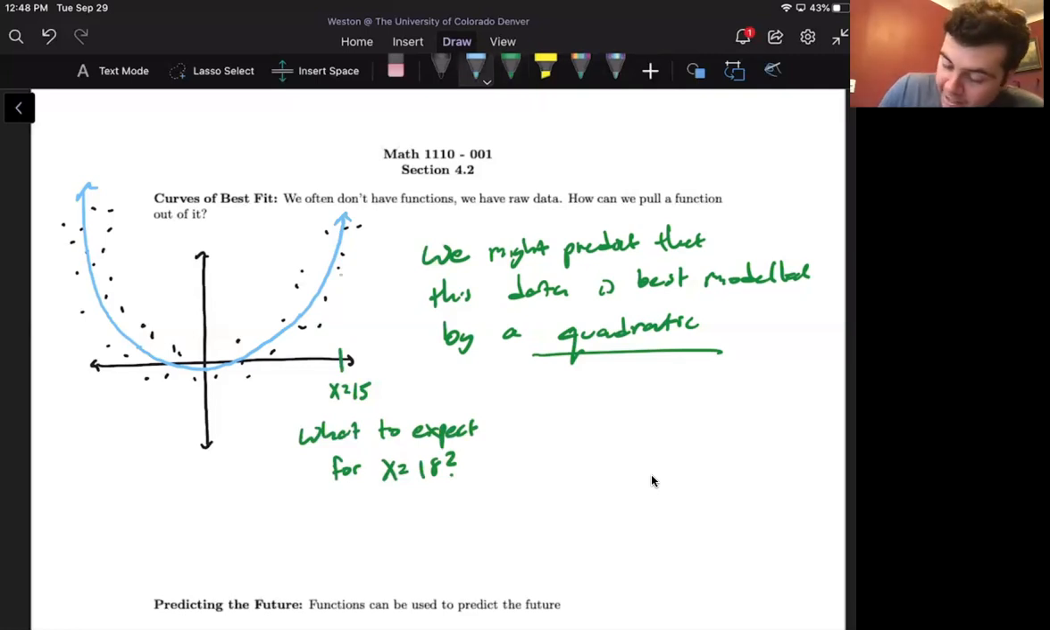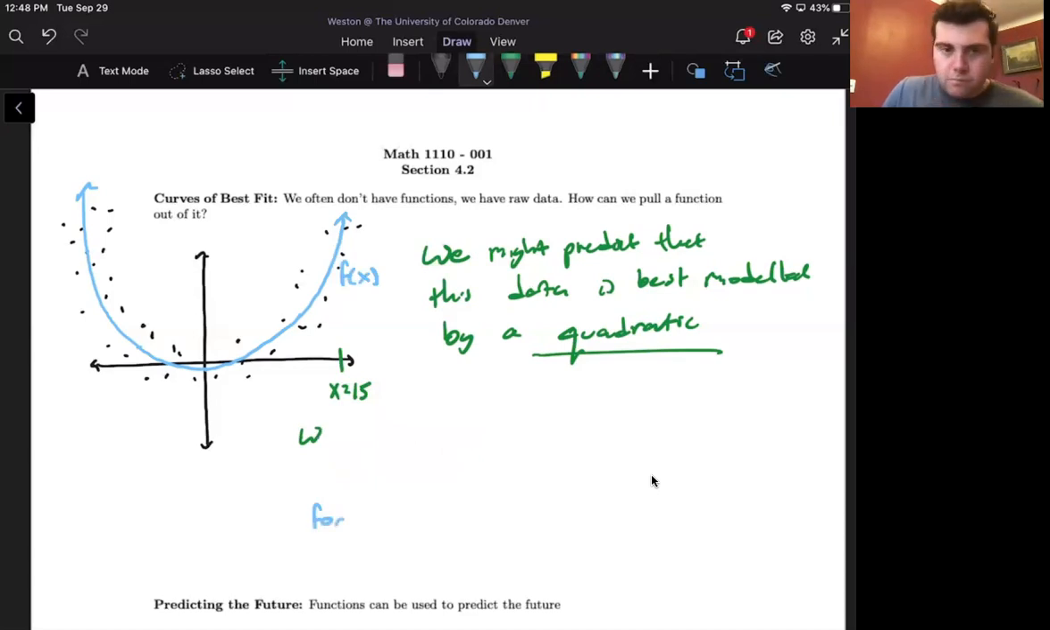So let's call this line f of x. Then, what the heck? Sorry, I don't know where that whole line went. Huh.